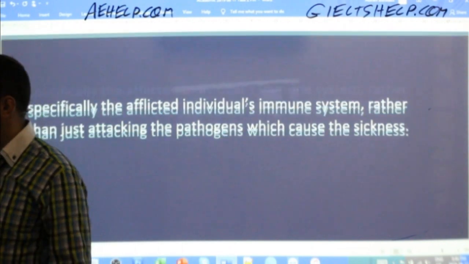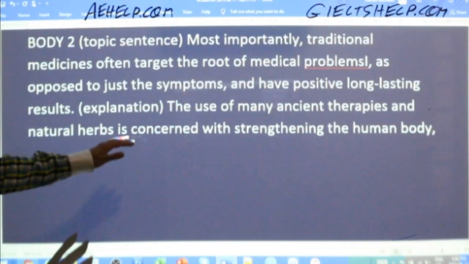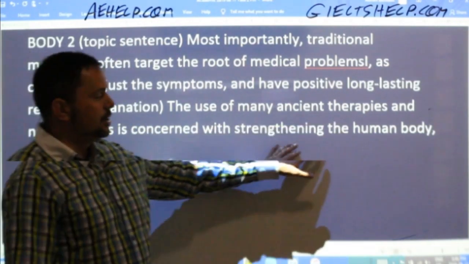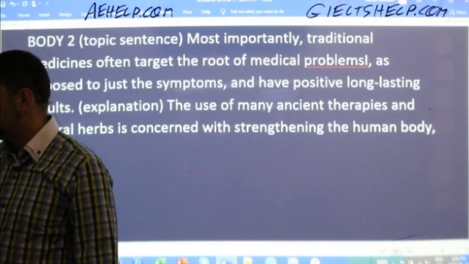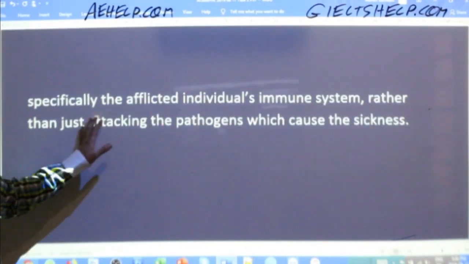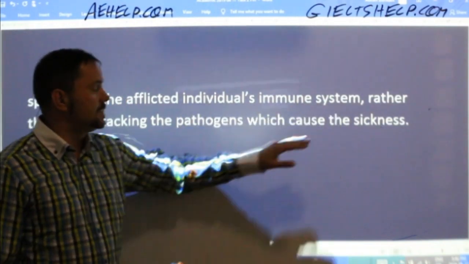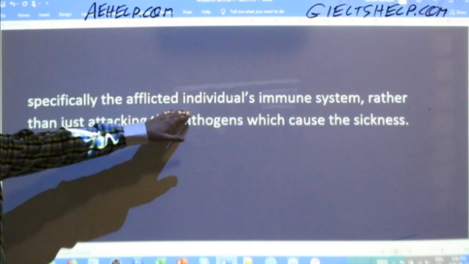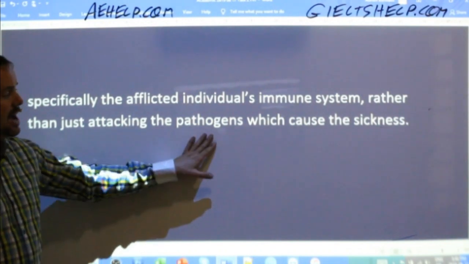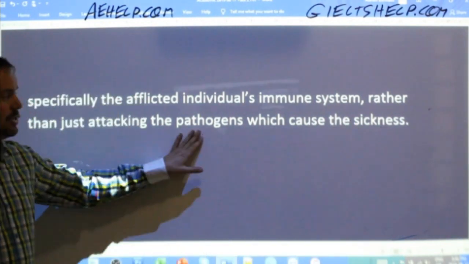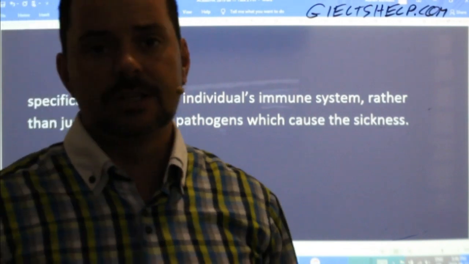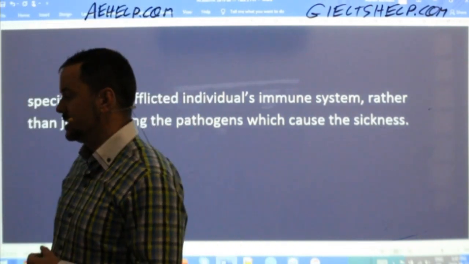All right, so here, this is what I wrote. The use of many ancient therapies and natural herbs is concerned with strengthening the human body. Specifically, the afflicted individual's immune system. Afflicted individual means the person who's sick. Afflicted individual's immune system, rather than just attacking the pathogens which cause the sickness. Pathogens are like a virus or a bacteria that causes the illness, right? So antibiotics attack the bacteria.